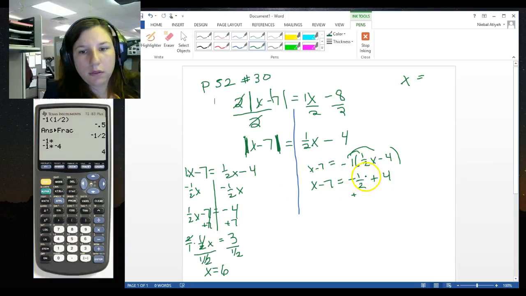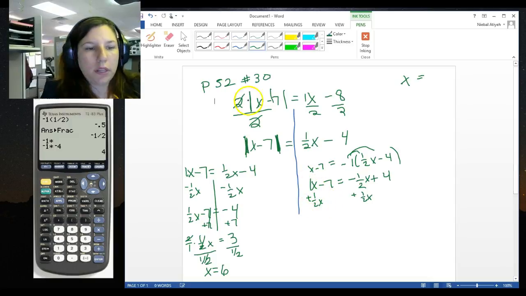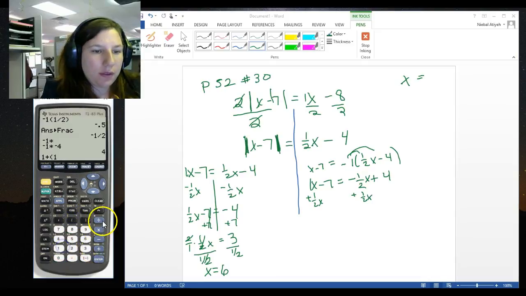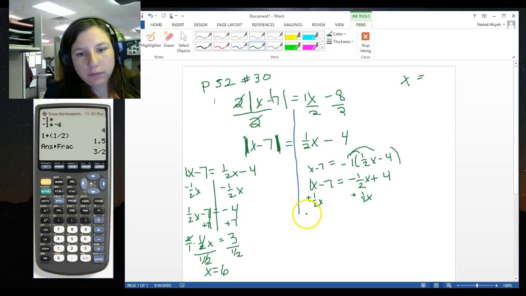And then, oops, I forgot my x here. I'm going to add 1/2 x. So again, there's a 1 here. So 1/2 is 1/2. And then I'll change that back to a fraction. And then again, add 7. 7, 8, 9, 10, 11.